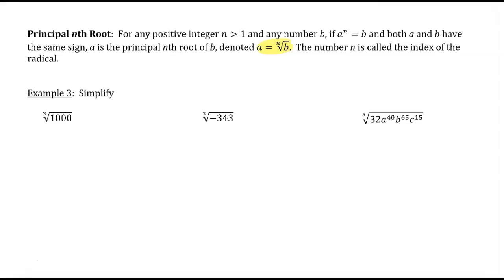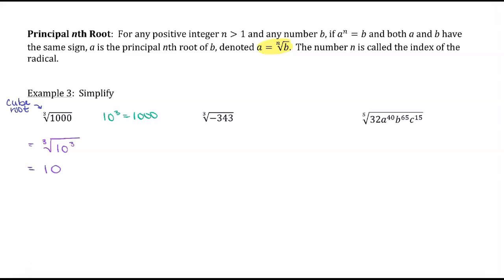Notice that in the first one, the index is a 3. And just like when the index is a 2 and we call that a square root, when the index is a 3, we also have a special name. We say that this is the cube root. Consider that 10 cubed is equal to 1,000. So we could rewrite this as the cube root of 10 cubed. And with an exponent of 3 and a cube root being opposites, this simplifies to positive 10.